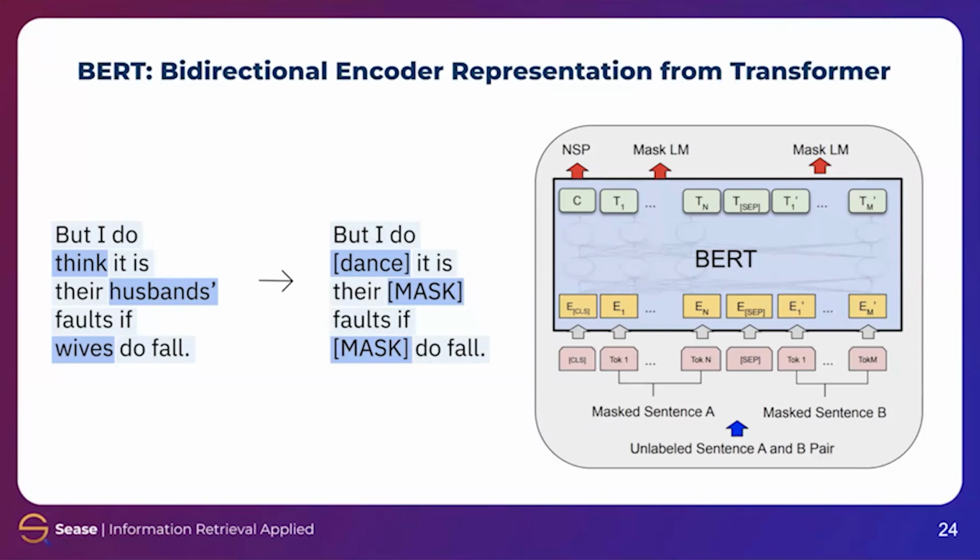10% are changed with a random word, for example, pink, but the other 10% are left as they are. So, for example, if I pick false, it will remain false, but I try to predict false, and then I do backpropagation with that. More than that, it's trained on next sentence prediction.